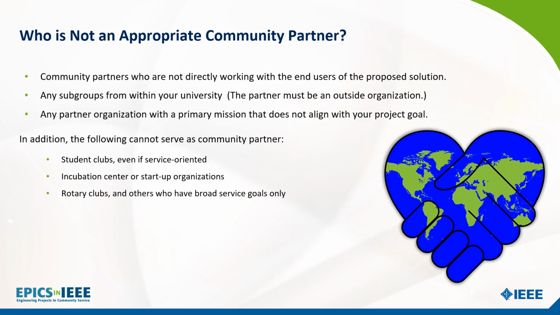Now let's talk about who is not an appropriate community partner. Community partners who are not directly working with the end user of the proposed solution would not make a good partner for your EPICS service learning project. Any subgroups from within your university would not qualify. We want to make sure the partner is from an outside organization. Any partner organizations with a primary mission that does not align with the project goal would not be a good community partner.